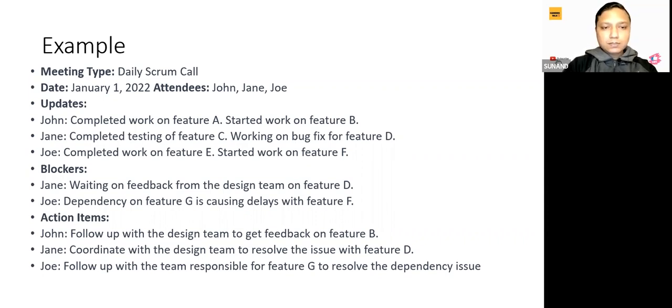Blockers: waiting on feedback from the design team on feature D; dependency of feature G is causing delay with feature E. Action items: follow up with the design team to get feedback on feature B; coordinate with the design team to resolve the issue with feature D. So like this. This is again one simple example of minutes from daily Scrum calls.